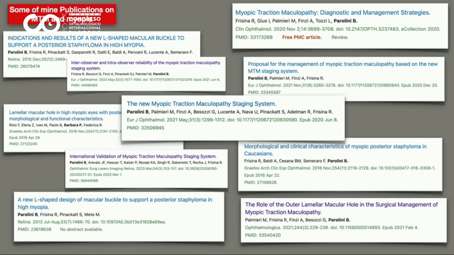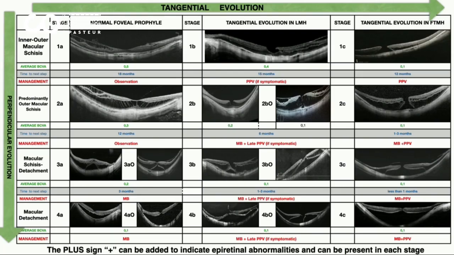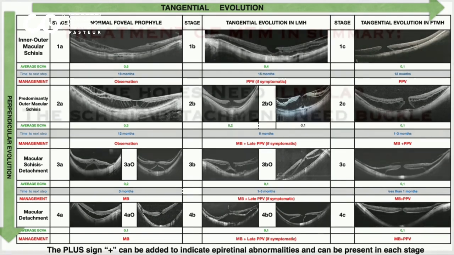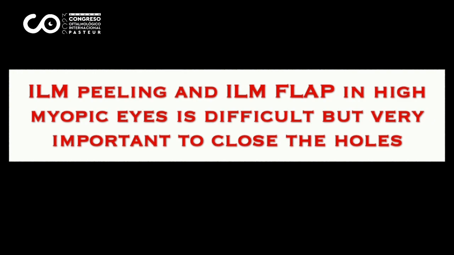These are some of my publications on the subject, but I highlight this proposal of management customized per each stage. This is the same table, enriched in red with the guidelines for management. In summary, I think that holes need an ILM flap, while schisis and detachment need a buckle.